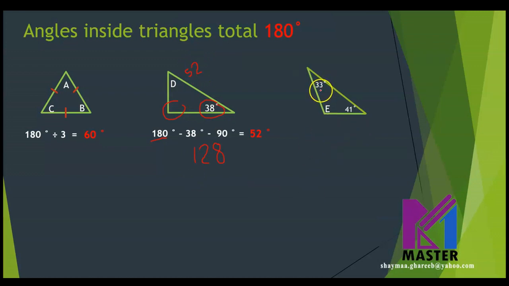Let's see this triangle. We have 33 degrees and another angle 41 degrees and angle E. So how to calculate angle E? I can subtract 180 minus 33, then minus 41, which is 106. Or I can add these two angles together. 33 plus 41 equals 74. Then you subtract the 74 from the 180. 180 minus 74 equals 106 degrees. Is this clear?